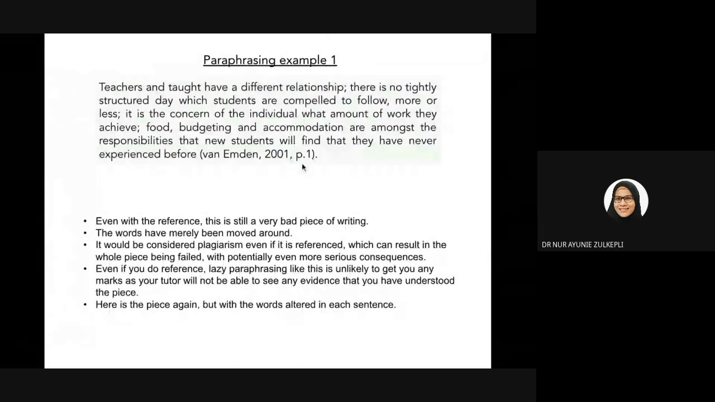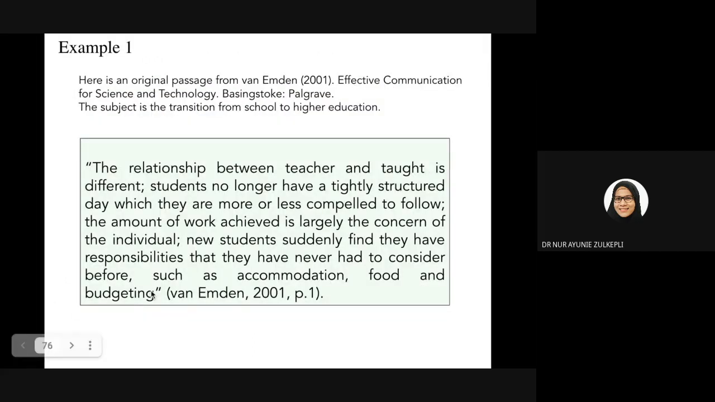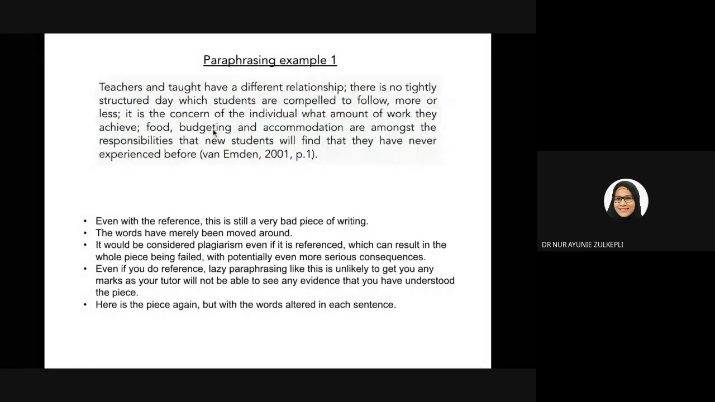So the student put a reference here. To me, this is a very bad piece of writing, very bad paraphrasing, because you can see there are similar words here, but he just moved them around. You know, budgeting, the last one, accommodation, food, and budgeting, right? So it moved here, and teachers moved here too, so the words are merely moved around.